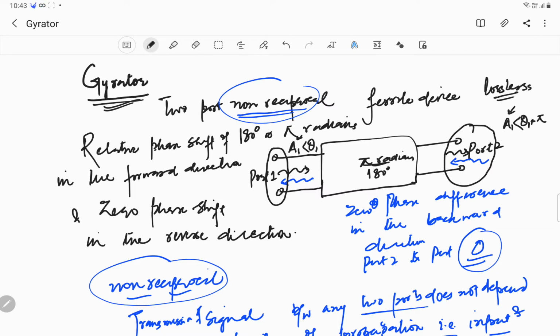Now the phase changes. It was theta 1, now it is theta 1 plus phi. In the reverse direction from port 2 to port 1, there is no phase change, nor change in amplitude. So in the forward direction there is a 180 degree phase shift, in the backward direction there is zero phase shift. So it is a non-reciprocal device, because in this case ports 1 and 2 cannot be interchanged.